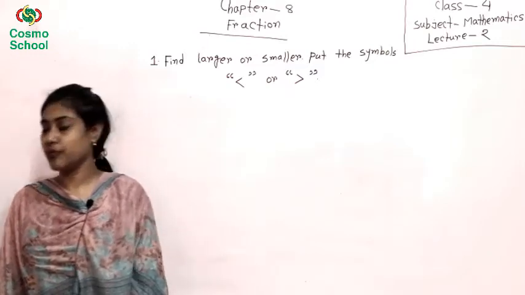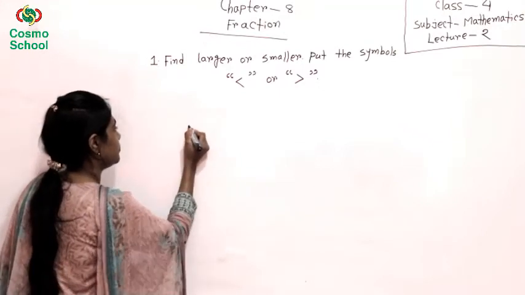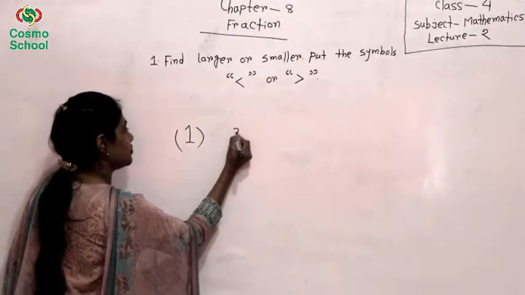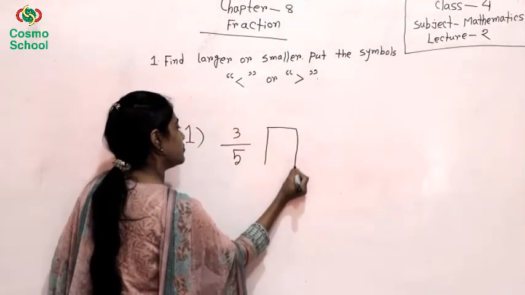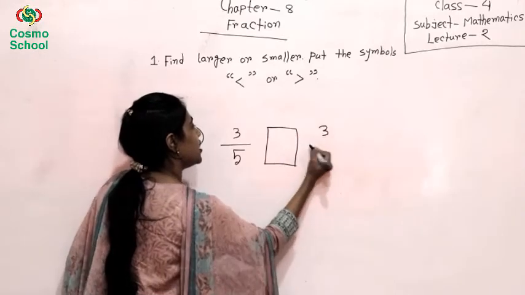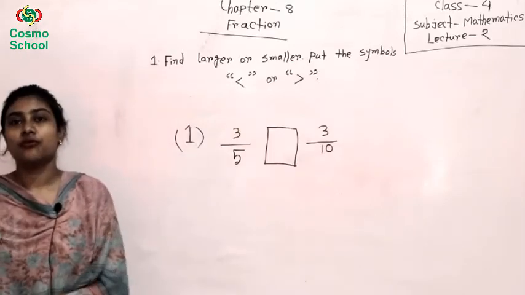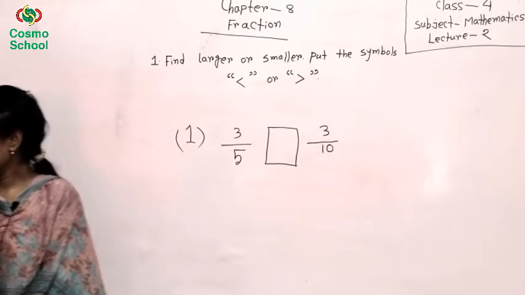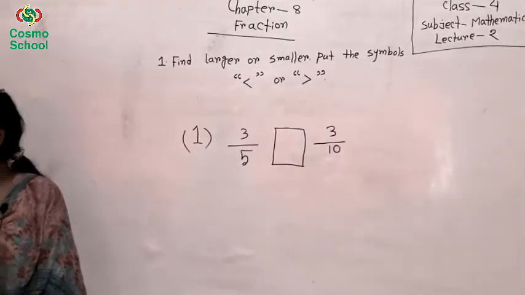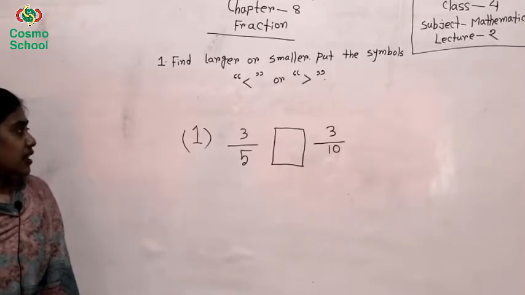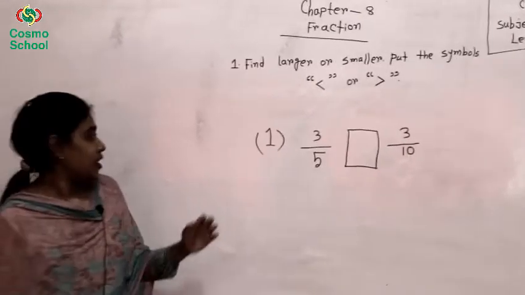For example, 3 divided by 5 and 3 divided by 10. From class 3, we learned that if the numerators are the same, the fraction whose denominator is smaller is the larger fraction.